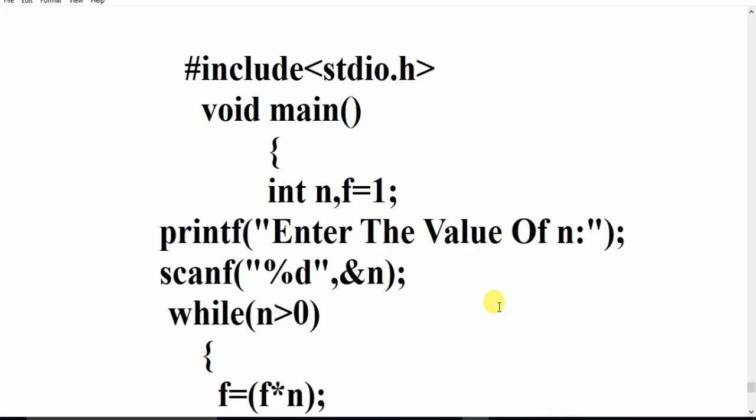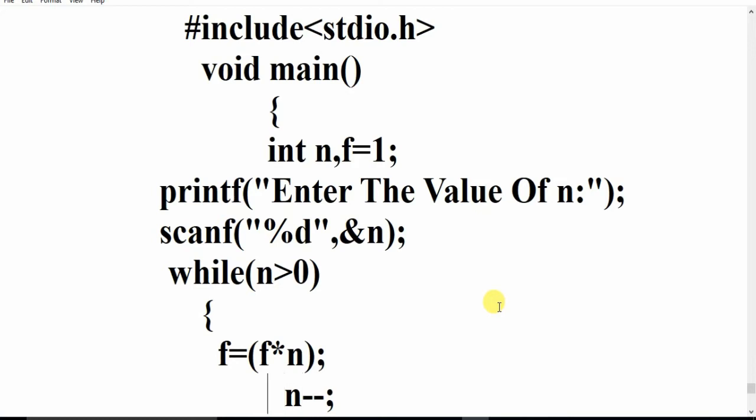So now f equivalent to, what is the f value? We already considered it as 1. 1 into the n value, 5. Nothing but 5. Then n minus minus: 5 minus 1, 4. 4 is greater than 0. Then next time, the f value is already 5. 5 into 4, nothing but 20. n minus minus, 3. The n value 3 is greater than 0. The f value is already 20. Multiplication by 3. n minus minus, 2, and again 2 is greater than 0.